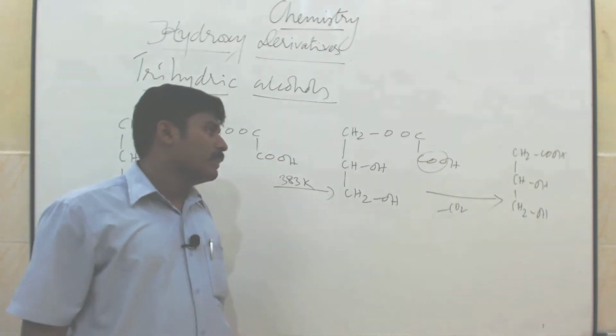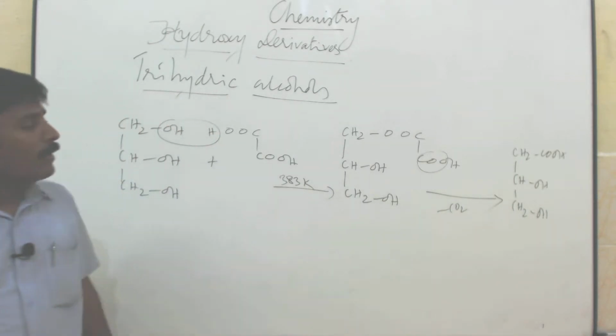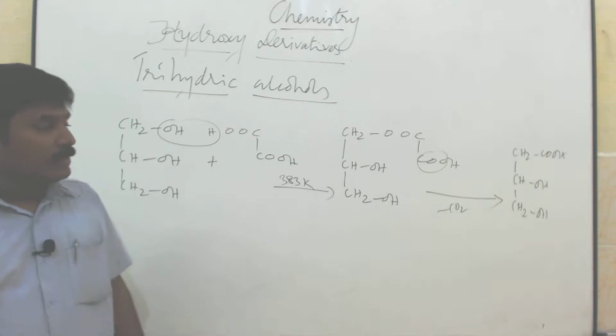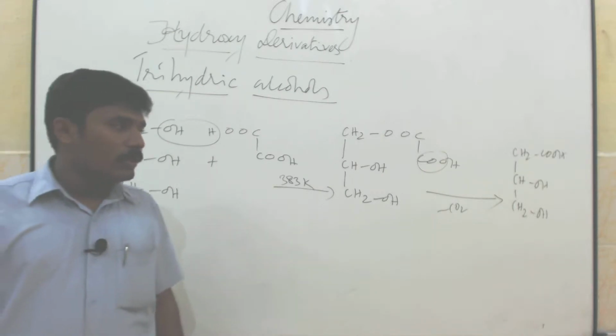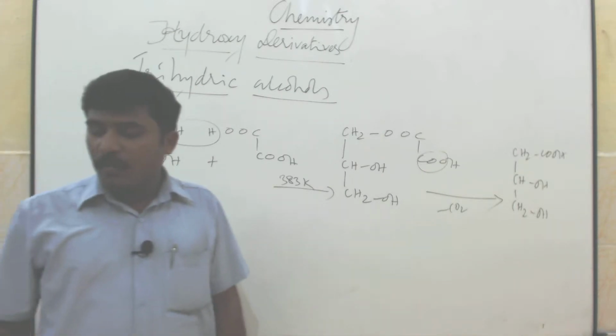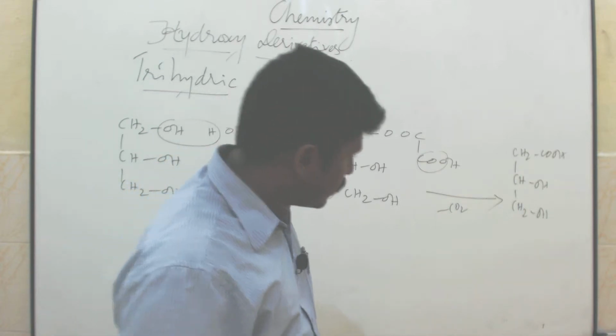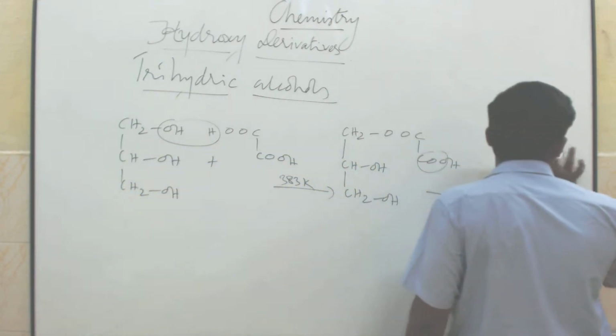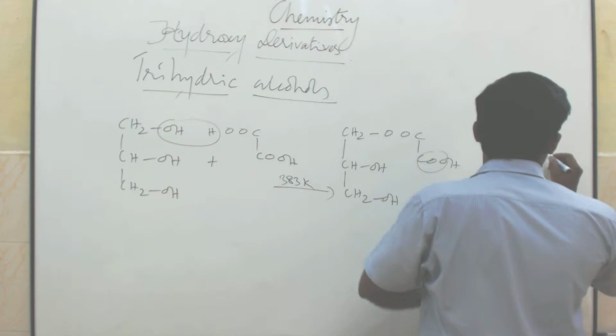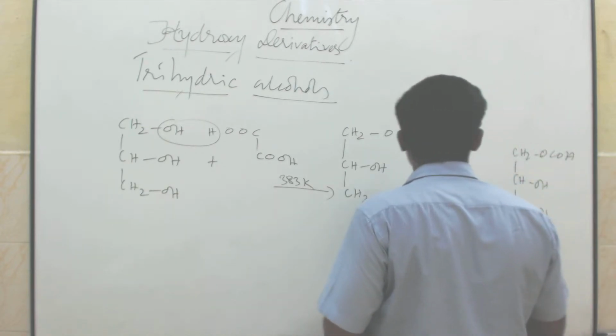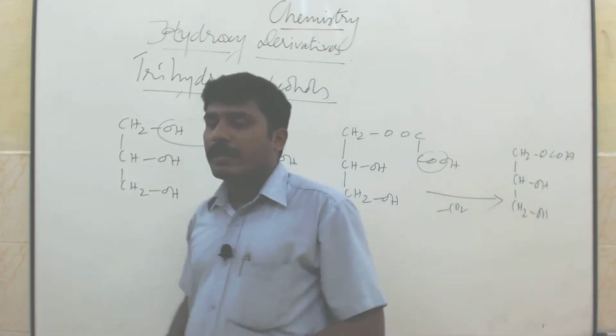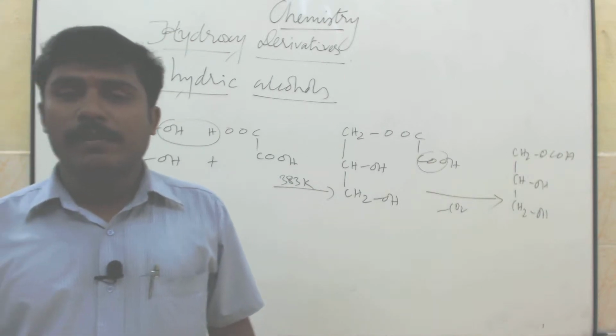You will get monoxalate, followed by decarboxylation reaction. Now removal of CO2. Now you got glycerol monoformate, OCOH. Can I write this out? CH2OCOH, glycerol monoformate. Glycerol monoformate is the end product.